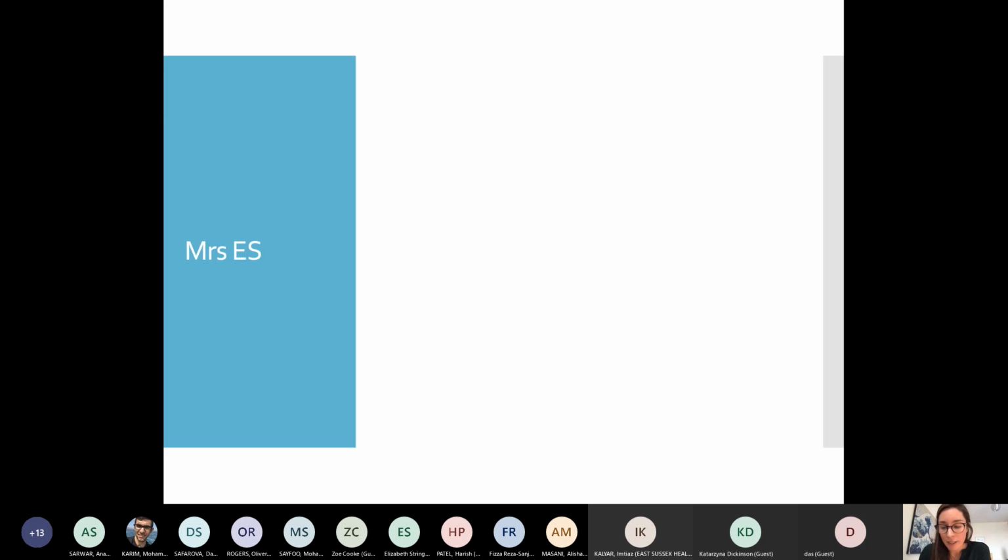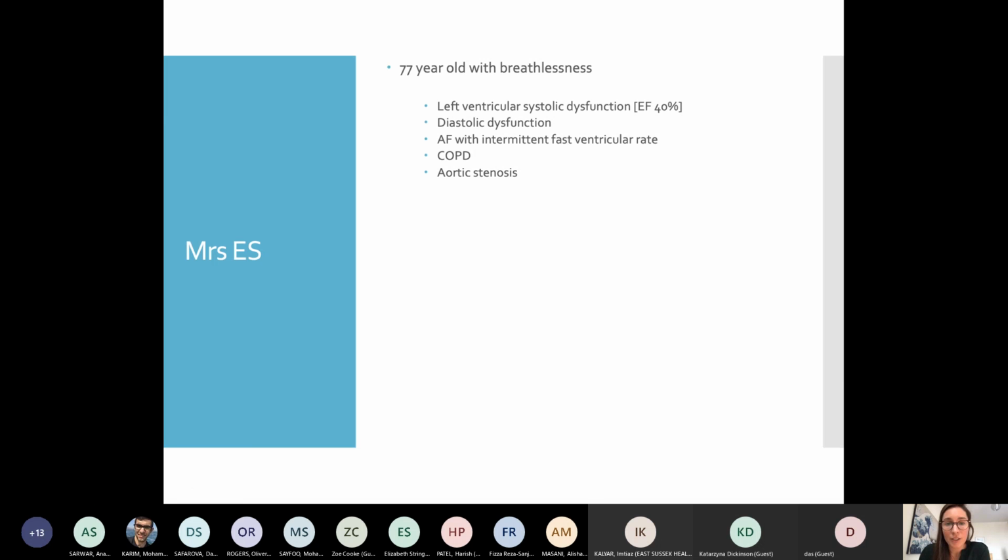But the other thing to highlight here, and something you'll probably come across much more commonly in general medicine and across specialties, is the frailer patient who has aortic stenosis amongst many other issues. So let's talk about Mrs. ES. She's 77 and she's breathless. She does have aortic stenosis, which is severe, but she's also got left ventricular systolic dysfunction. So her pump doesn't work very well, maybe because of the aortic stenosis, maybe not.